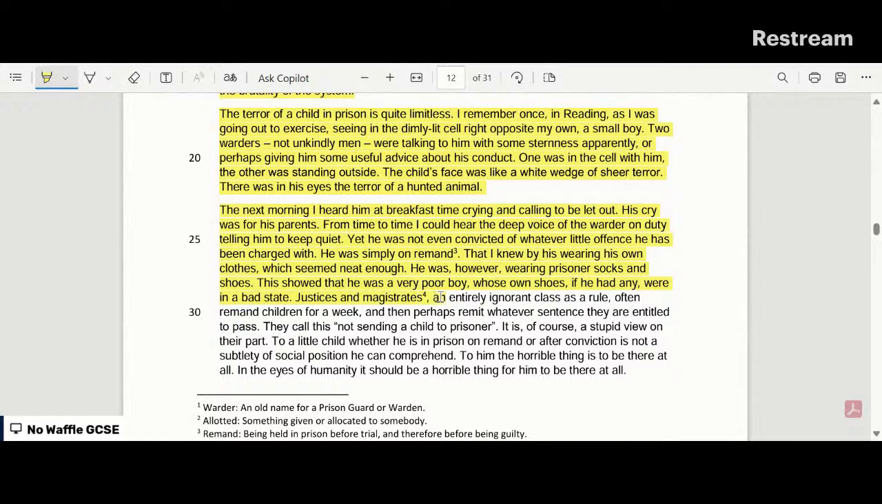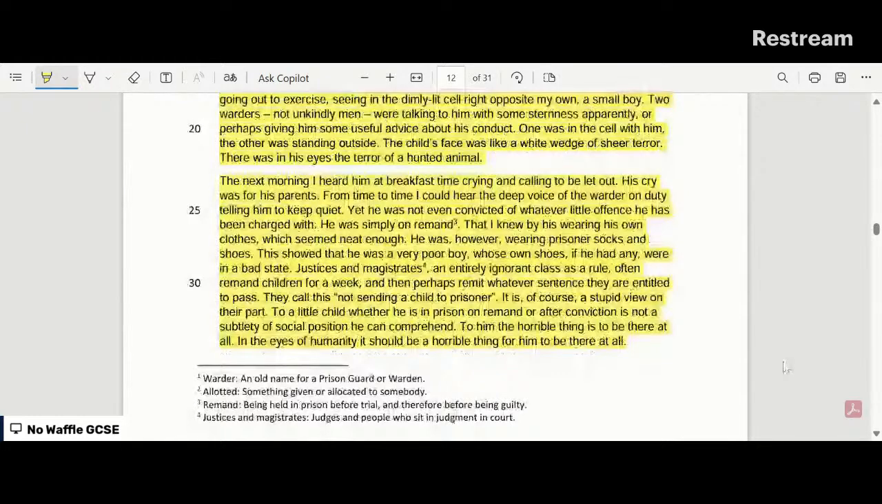Justices and magistrates, an entirely ignorant class as a rule, often remand children for a week, and then perhaps remit whatever sentence they are entitled to pass. They call this not sending a child to prison. It is, of course, a stupid view on their part. To a little child, whether he is in prison on remand or after conviction is not a subtlety of social position he can comprehend. To him, the horrible thing is to be there at all. In the eyes of humanity, it should be a horrible thing for him to be there at all.